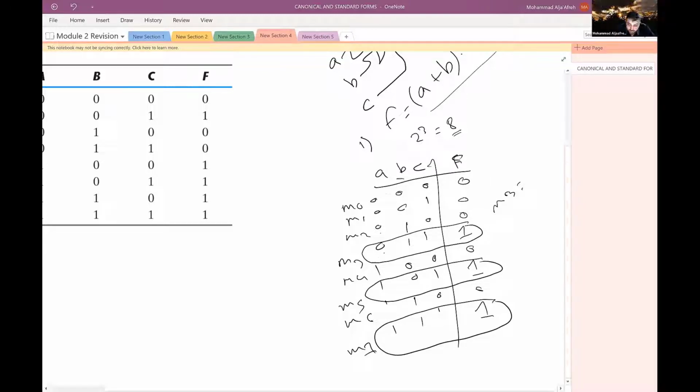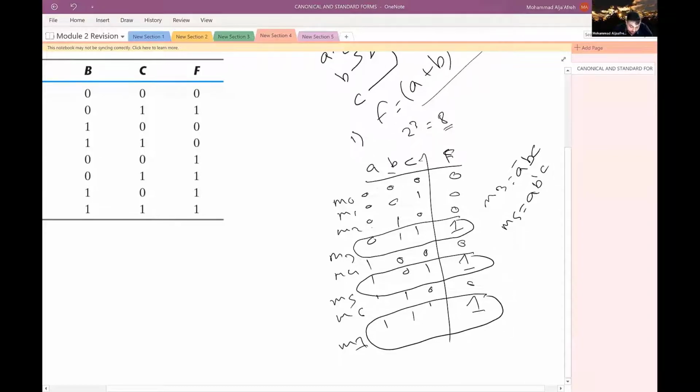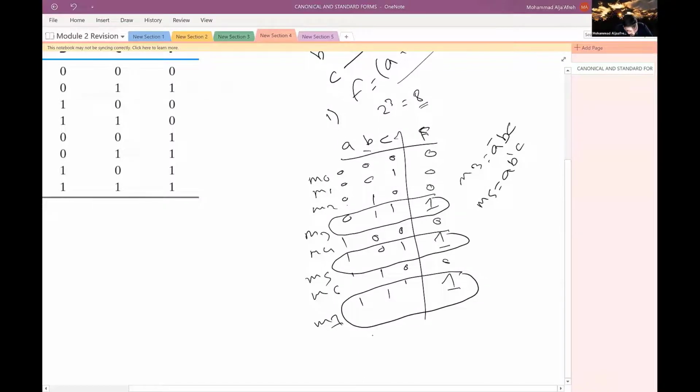When A is equal to 0, that means the variable is in complement format, its false format. So M3 will be A prime, and B is 1, so it's in its true format, so it's B and C. For M5, it is A, because A has 1, and B prime and C. And the last one, which is M7, is A, B, and C.